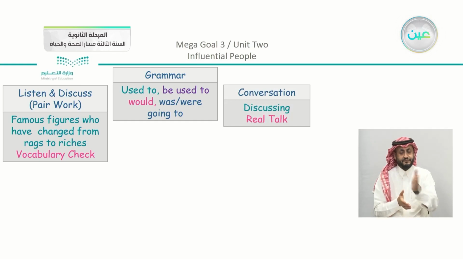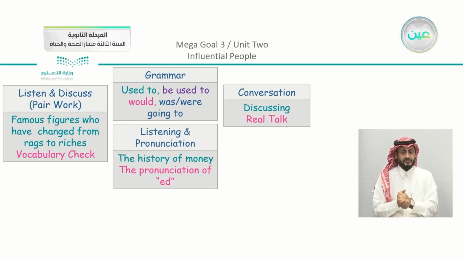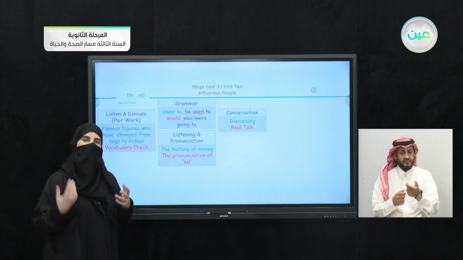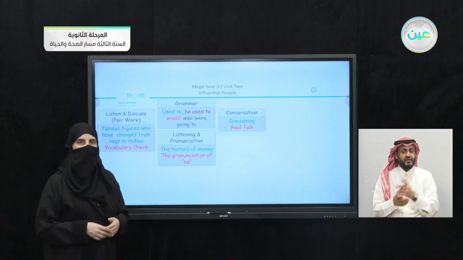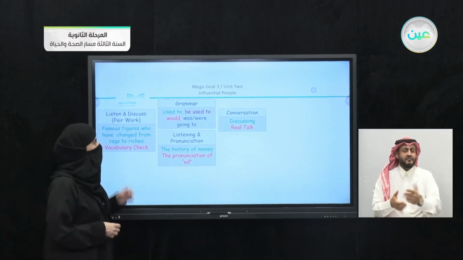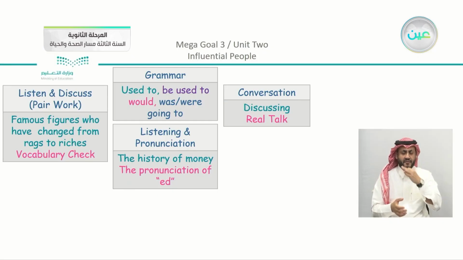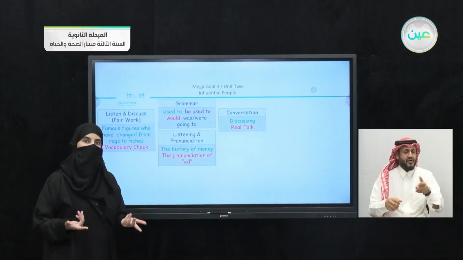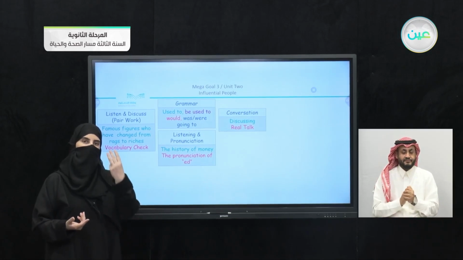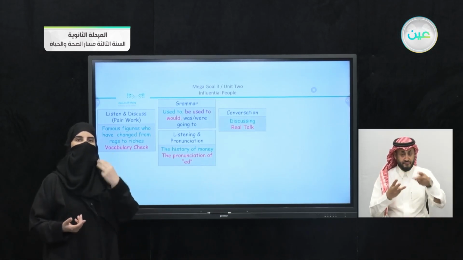Also, we have here the conversation, which was about discussion, and we have here the real talk. Now, if you remember about the 20,000 or the 30,000 riyals, and how the boy was just thinking what to do with the money. We have here the listening and pronunciation. If you remember that we listened to the history of money, and also we practiced the pronunciation of the ED, and how many types of pronunciation do we have. We said that there are 3 different sounds for the ED.